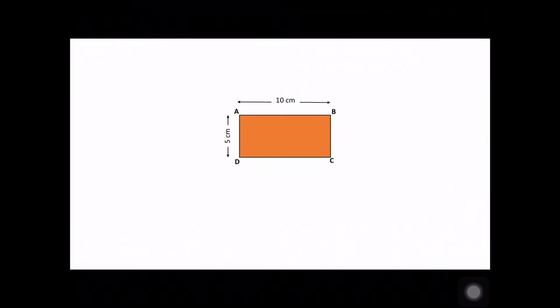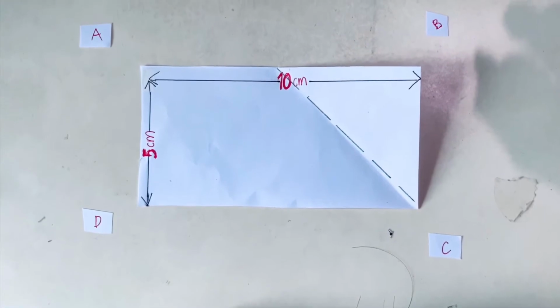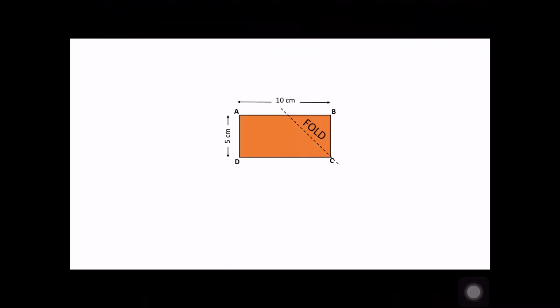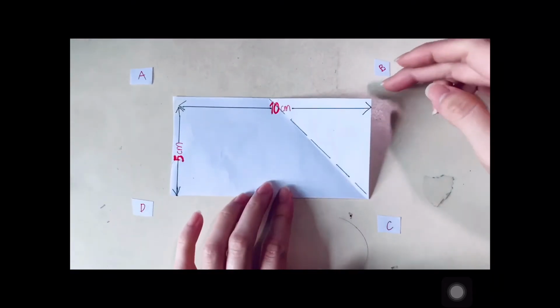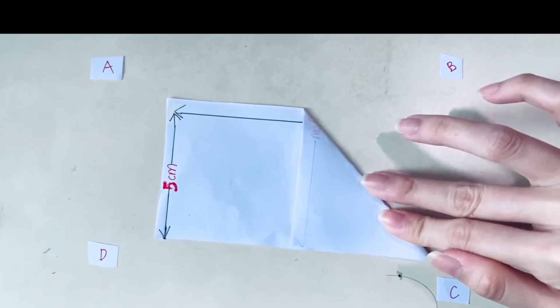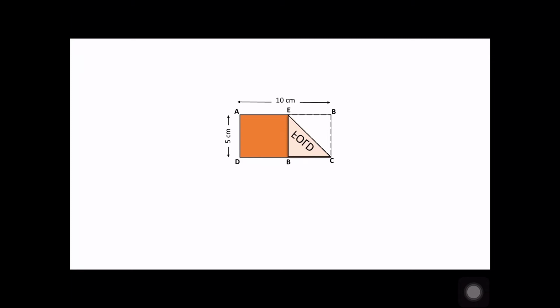This is the rectangle before it was folded. Now I draw a line where it is going to be folded. Now I fold this triangle. This is the figure after it is folded. This figure AECD is the figure after the rectangle ABCD is folded.